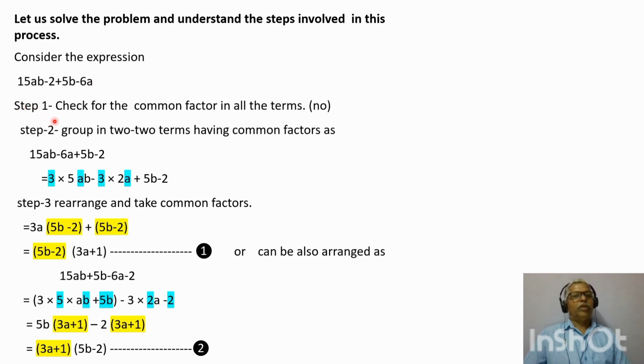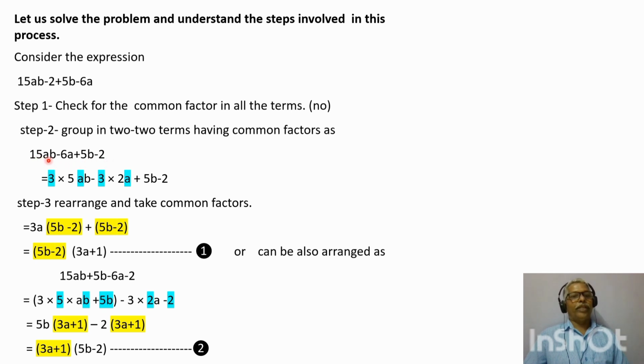Step 1. Check for a common factor in all the terms. There is no common factor, so no. Step 2. Group in two terms having common factors. See, I have grouped it here. 15ab, I have exchanged the position of minus 2 and minus 6a. Minus 6a was brought in the place of minus 2, and minus 2 took the place of minus 6a. So this expression becomes 15ab minus 6a plus 5b minus 2.